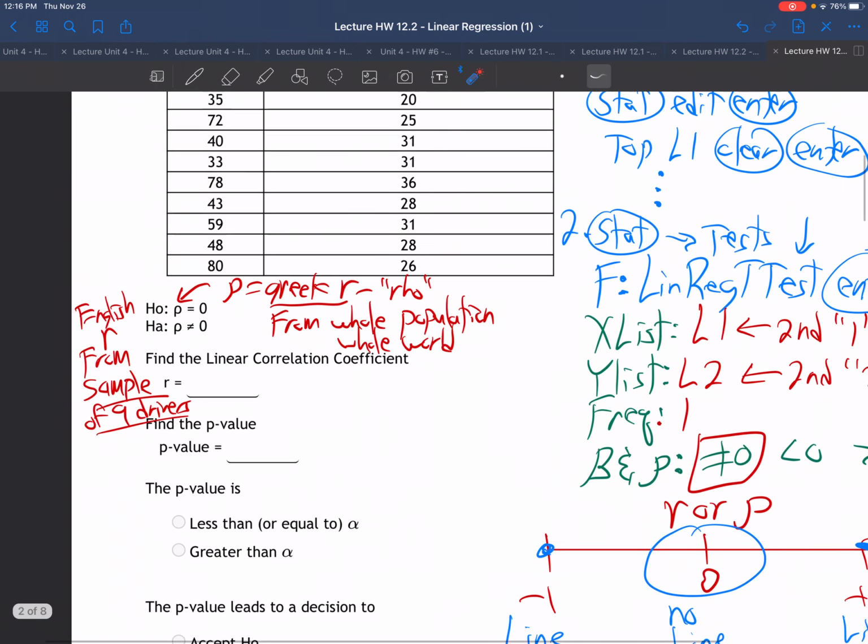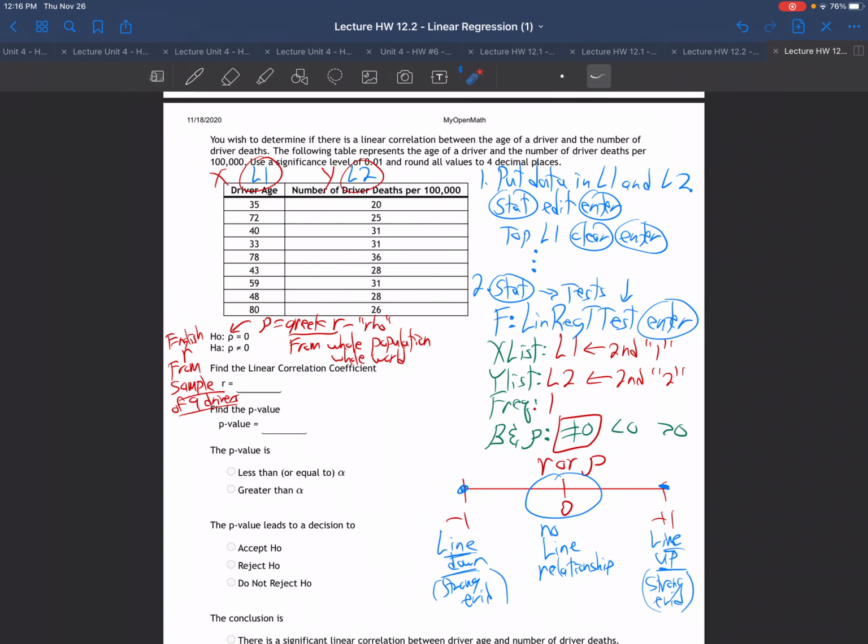Okay. So, if you put all this information into your calculator, L1, L2, frequency 1, calculate, and you go on down, you'll get an R value. Here's what I got. I got an R value of 0.2174. I have to round to 4 places, and which is not very good. That's an R value around 0. It looks like there's no linear relationship. My p-value, where's my p-value? There's my p-value, it came out 0.5742. Remember what p-value is?